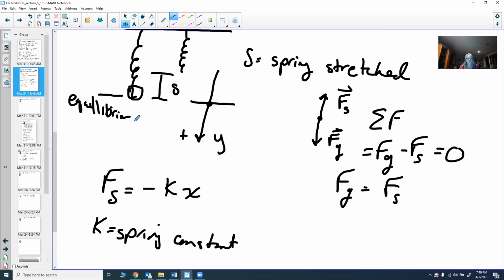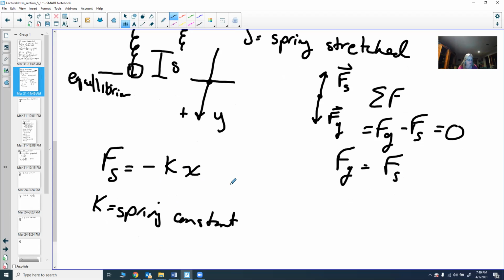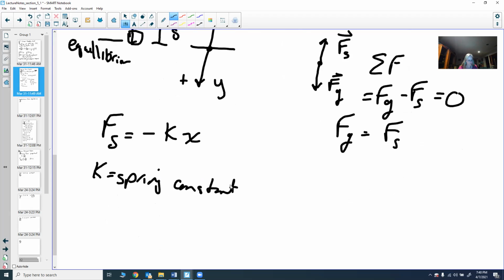And you could keep doing that and then plot it up, and you would actually be able to find out what K is, because you'd be able to figure out what the force of the spring is and what X is, and then K would be what you'd be left with. It'd be that slope. So it'd be easy enough to find out what K is.